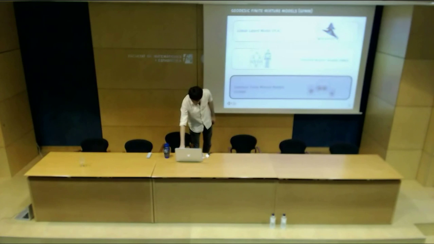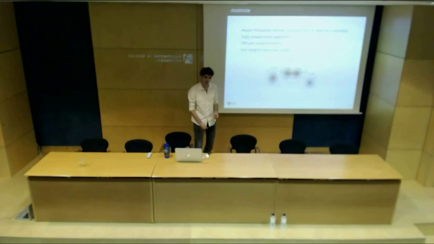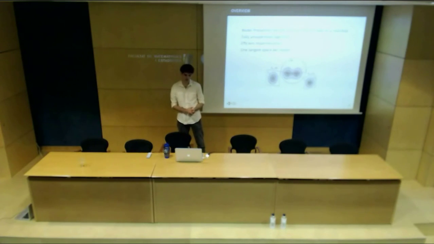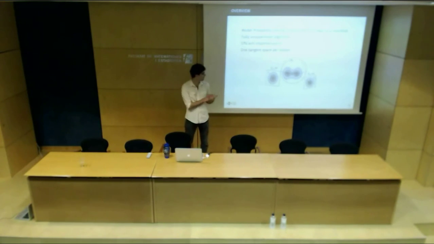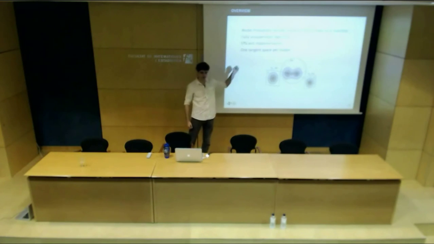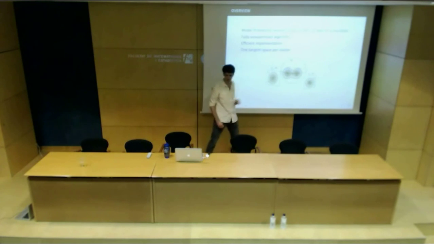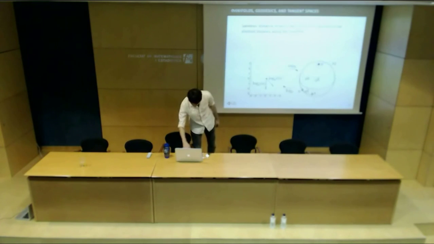Finally, I'll talk briefly about another approach, which is using geodesic mixture models. Here, what we decided to do is to try to directly model the probability density function of the data on the manifold. We propose a fully unsupervised algorithm that has a very efficient implementation. The main trick here is that we use one tangent space per cluster. For each mixture, you have a mean defined on the manifold and the covariance defined in its tangent space. This gives us a very good approximation of the manifold.